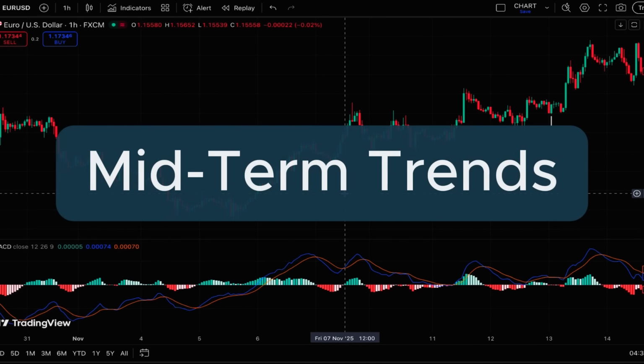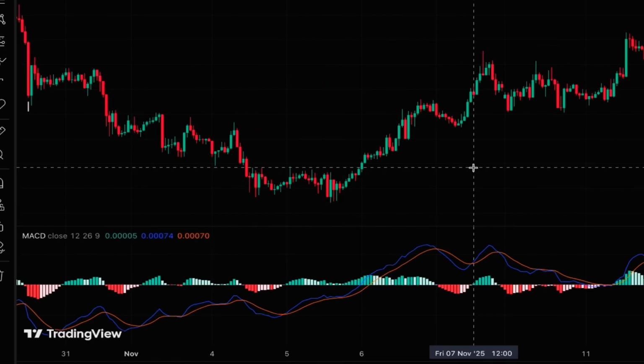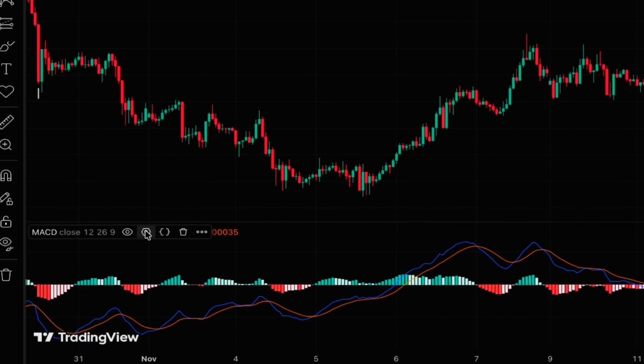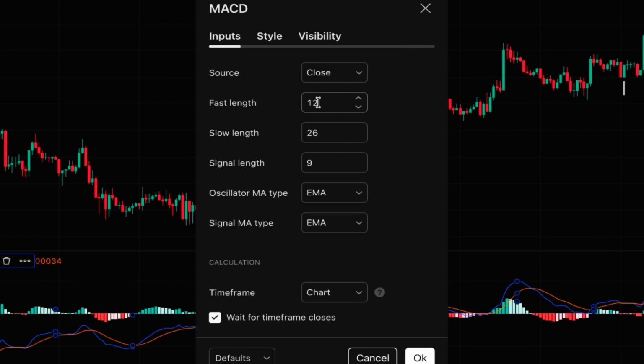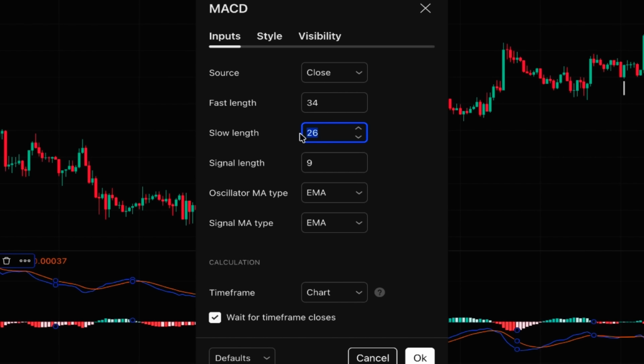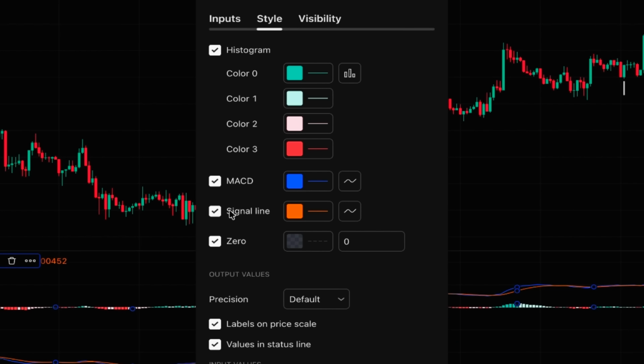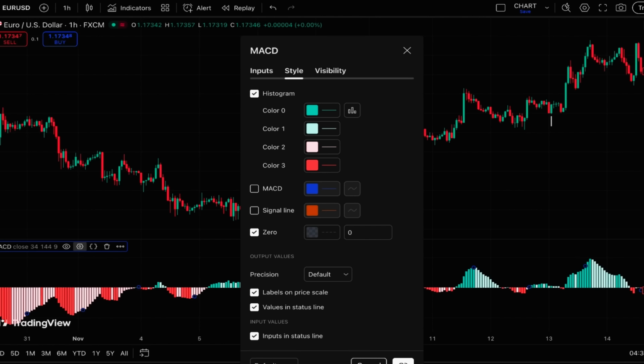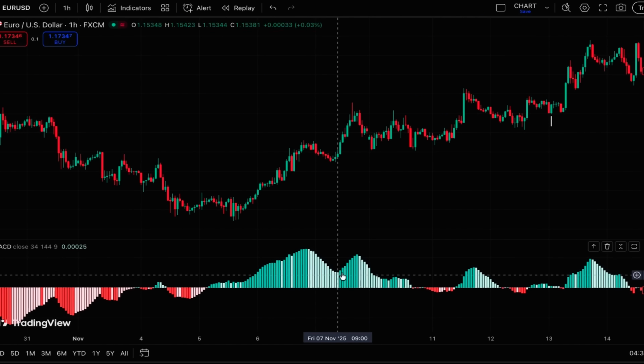Alright, now I want to show settings that are suitable for the mid-term trend of the market. Here we go to the settings of MACD, and for the fast length we set it at 34, and for the slow length we set it at 144, and then we go to the style tab and we remove the MACD line and signal line because we're going to use only the MACD histogram. Alright, this MACD with the settings that we made will help us with mid-term swings of the price.